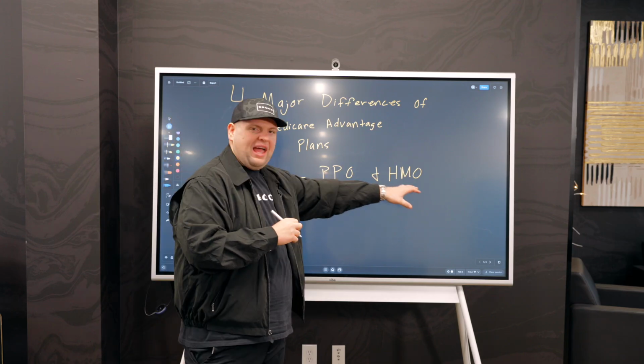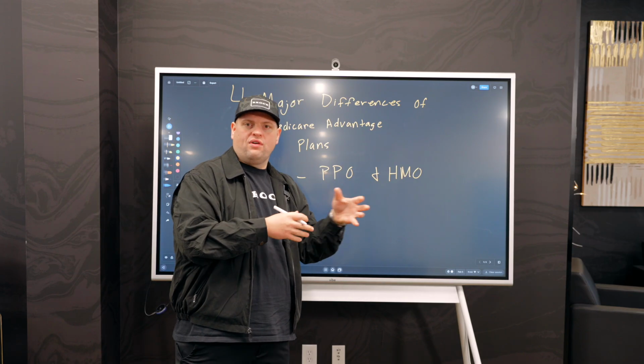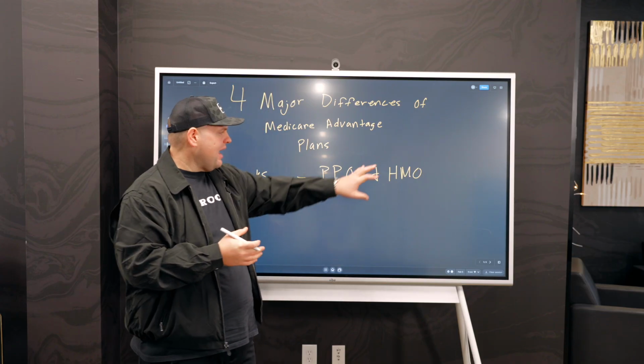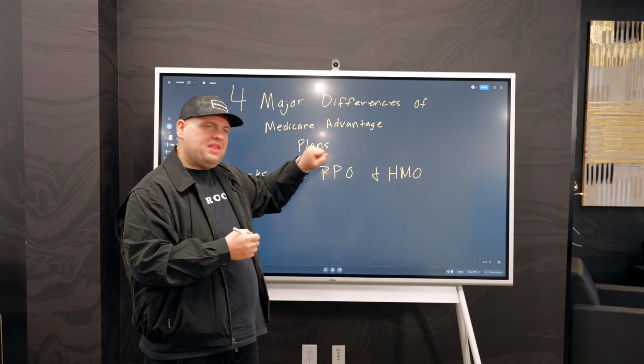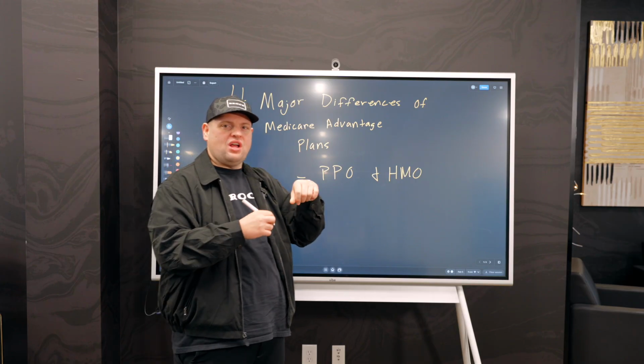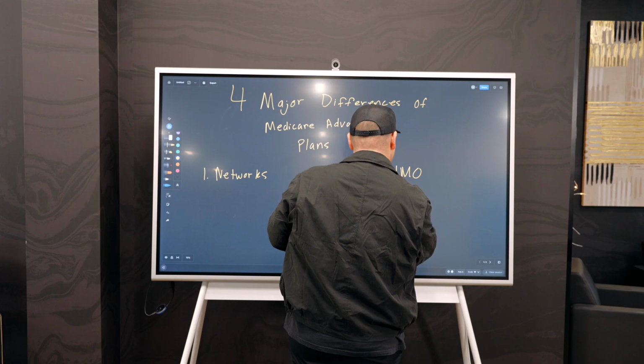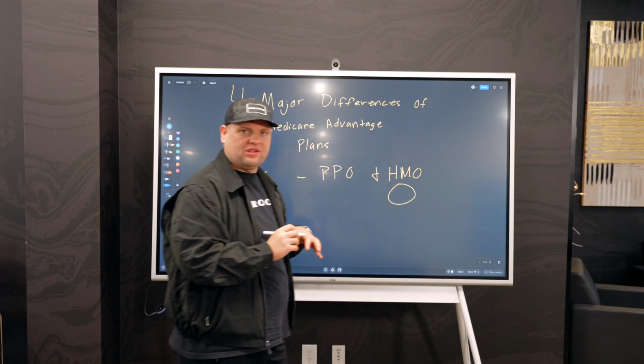And I'm going to start with the HMO because it's what you would call the more traditional version of a network. This is what kind of came around in the beginning. With an HMO, I can't use my plan at a doctor's office that's not in network, right? So the network here looks something like this, like a circle. This is what it looks like, a circle.